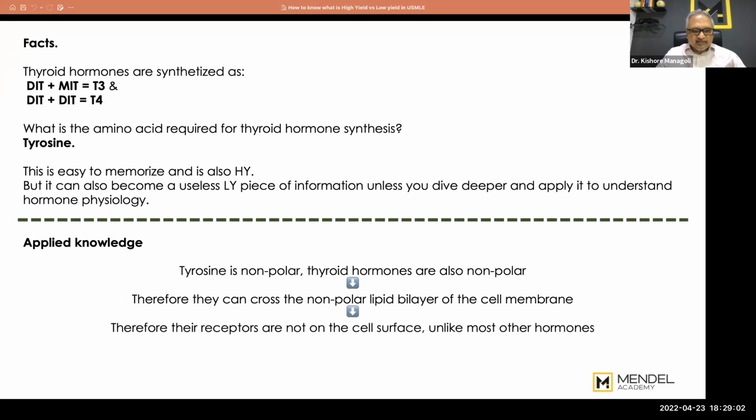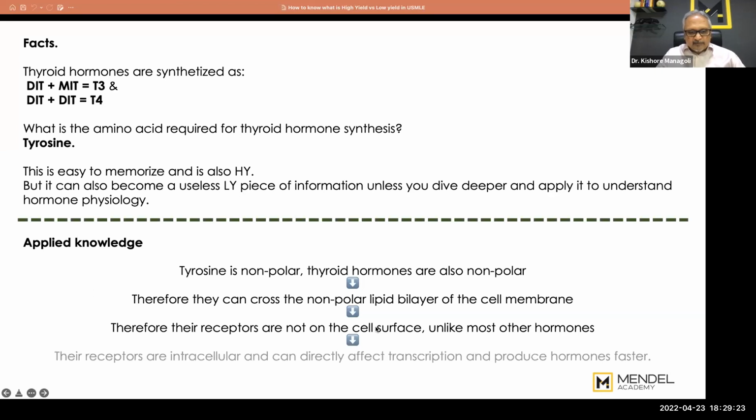Now that is important because the receptors of most hormones are present on the cell surface. And why is that? Because hormones are water soluble most of the times. Whereas in this case, you don't need the receptors to be located on the cell surface because of their lipid solubility, where they can go right in and affect the process of transcription in the nucleus. So that will lead to hormone production faster. So this is what is tested in your exams, not this part of information about tyrosine. So the non-polarity is what you need to really master. So that deep dive is what is going to fetch you marks in the exam.